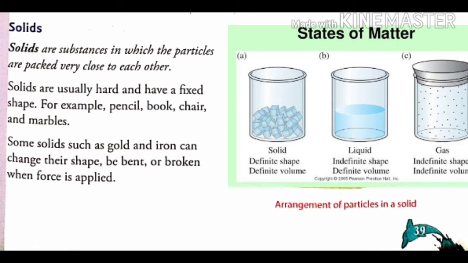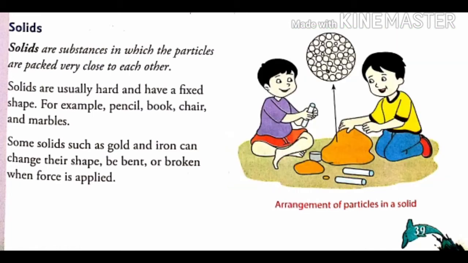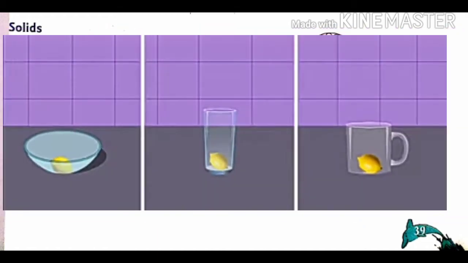Let's study the second para. Solids are usually hard and have a fixed shape. So the first quality of solids is that these molecules or tiny particles are very close to each other. Second, solids are very rigid or hard and they have a fixed shape, which means that they do not take the shape of any other thing. For example, you can have a look at this lemon, which is first placed in a bowl, then in a glass and then in a jar, and in all the different vessels its shape will remain the same. It will occupy the same space and its shape will remain the same, because lemon is an example of solids.